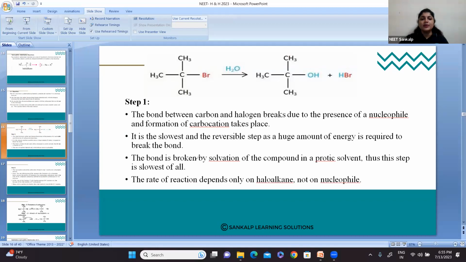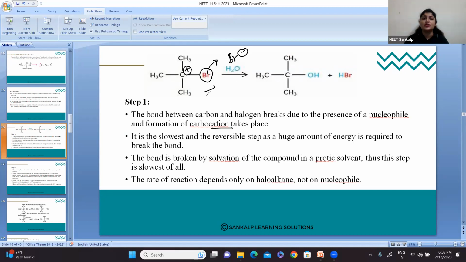So this is the first step. What is the first step? The bond between the carbon and halogen will break, due to the presence of a nucleophile. It will break down heterolytically. So when it is breaking down heterolytically, the Br, that is your leaving group, will take the shared pair of electrons with it, and carbon will have a positive charge. So it will form a positive carbocation.